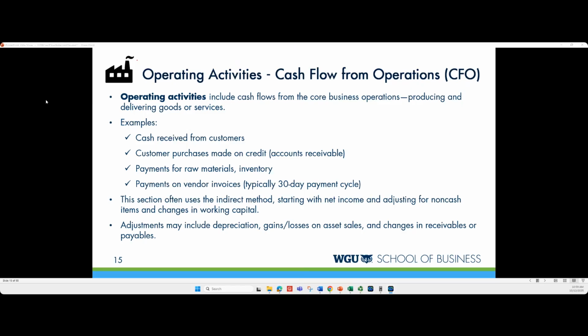This section uses the indirect method. We start with net income and then adjust for any non-cash items and accruals that make changes to our working capital accounts, like our accounts receivable, like our accounts payable. Any adjustments are going to include things like depreciation, gains and losses on sales, and changes in receivables and payables, such as our allowance for bad debt, because that's part of our accounts receivable accrual.